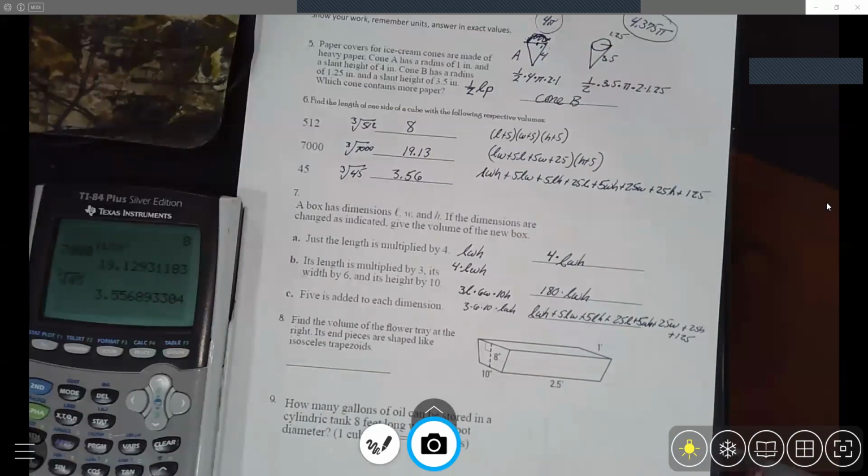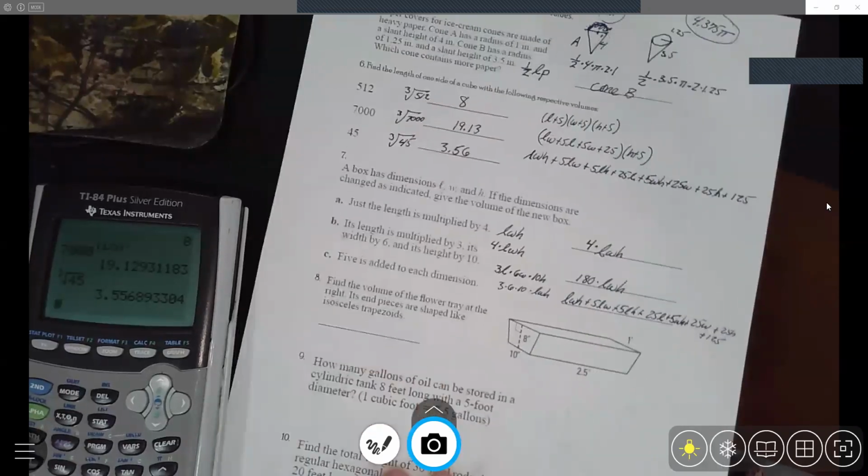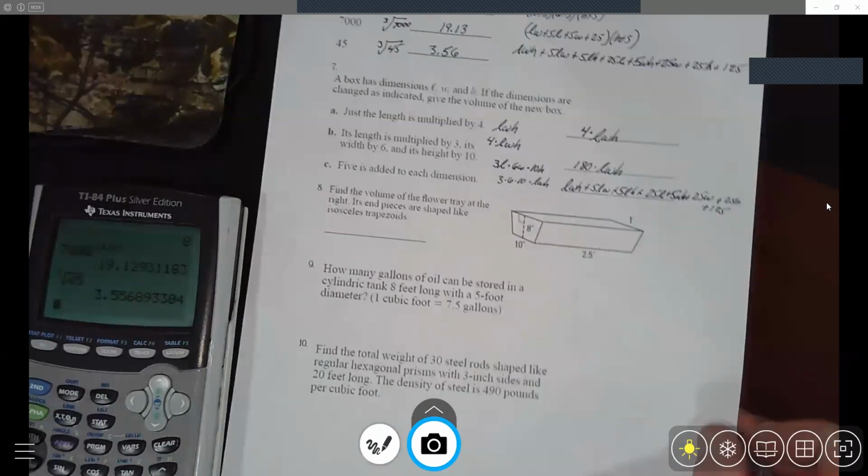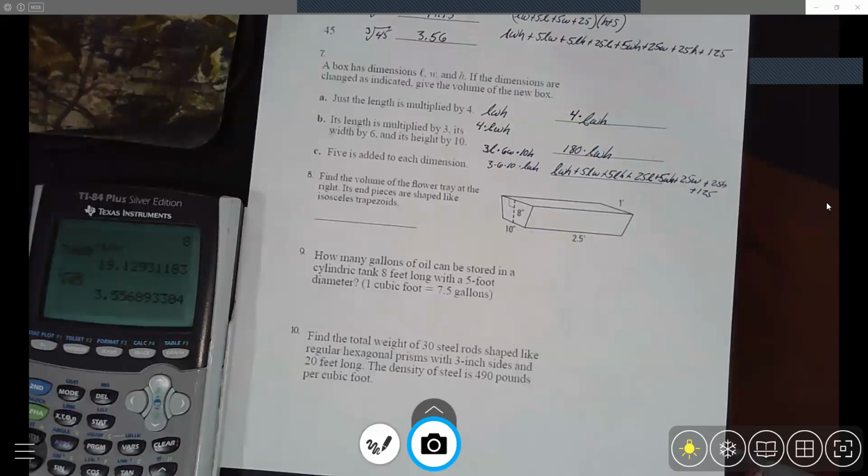Need a bigger blank too. Okay, so here we have the volume of a flower tray. According to Governor Whitmer, I guess it's illegal to garden now, but moving on. Find the volume of the flower tray at the right.